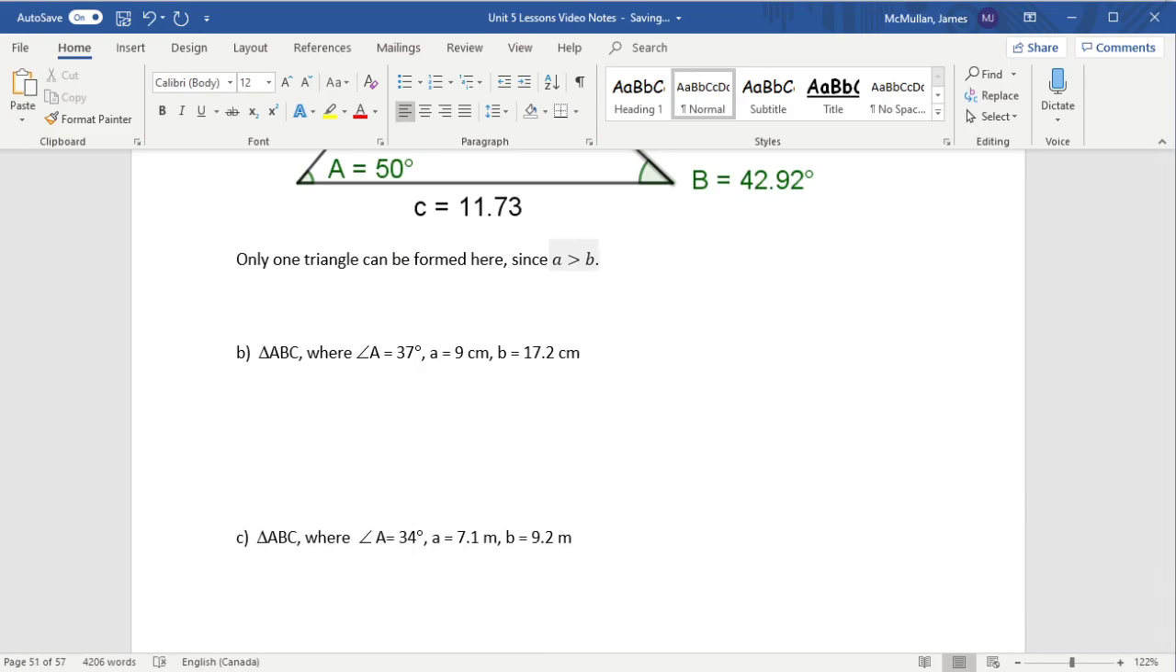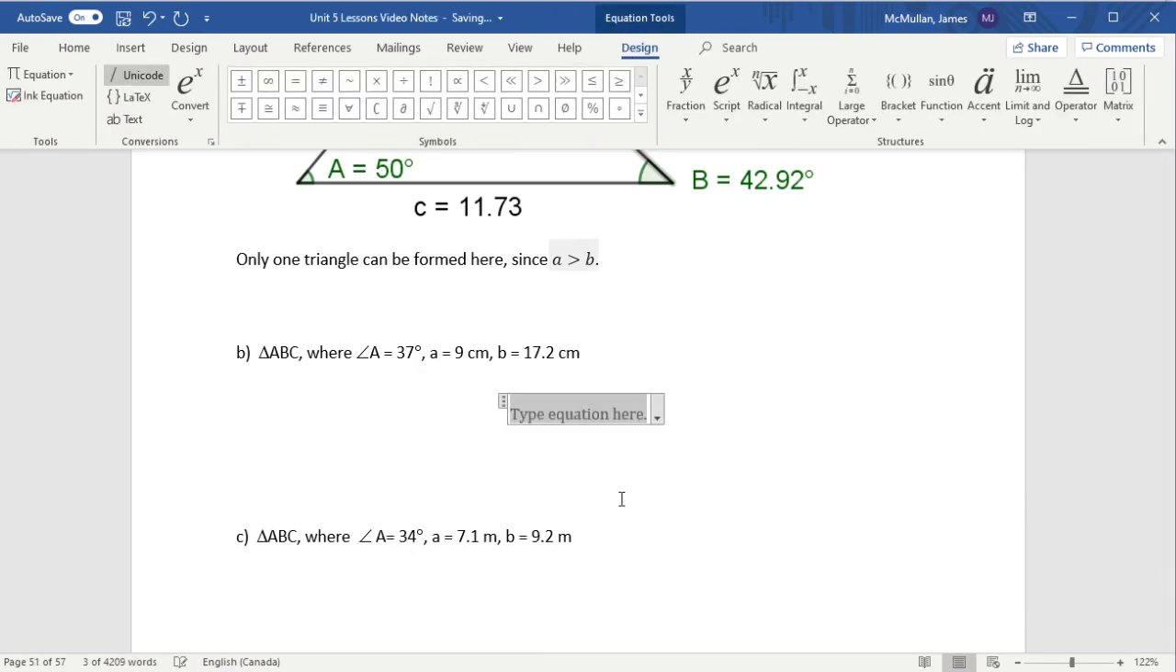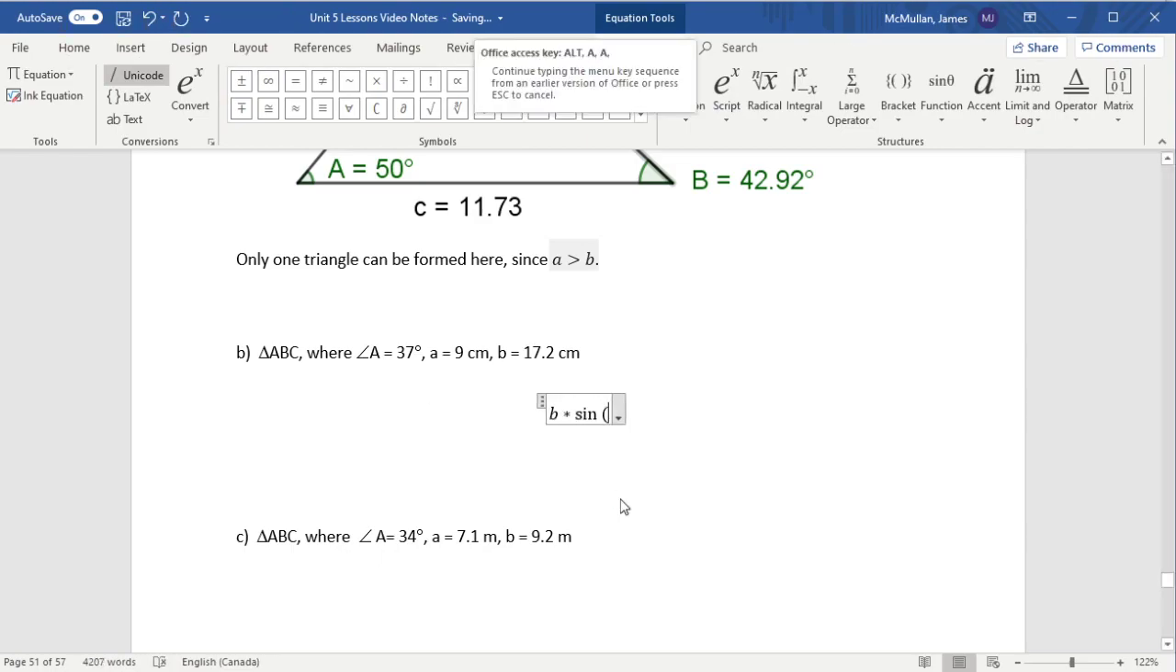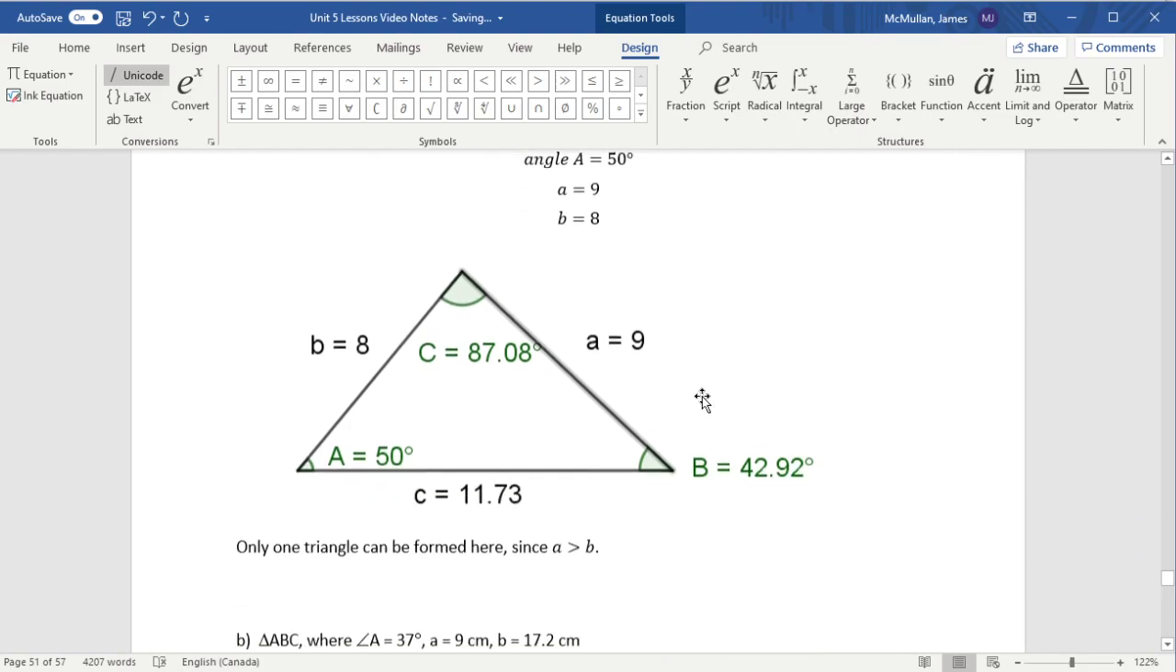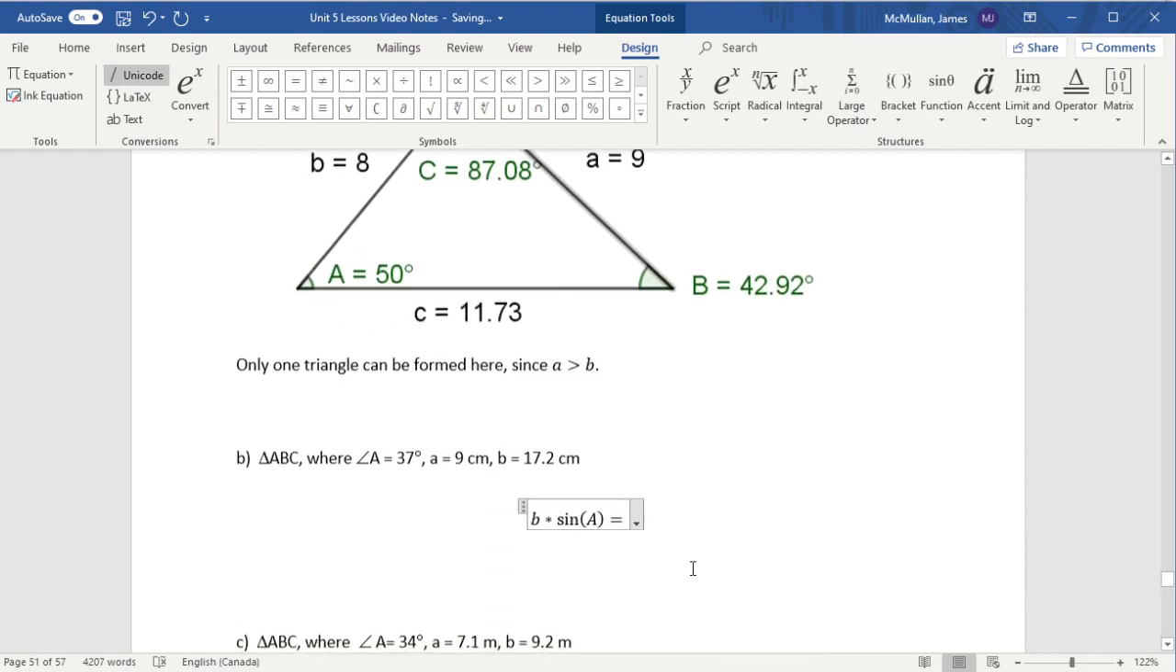Again, it gives us angle A and B. So let's make a comparison. Let's do B times sine A. What is B times sine A here? This time A is not bigger than B. You can see here A was bigger than B. That makes the question easy. There's only one triangle. It's finished.